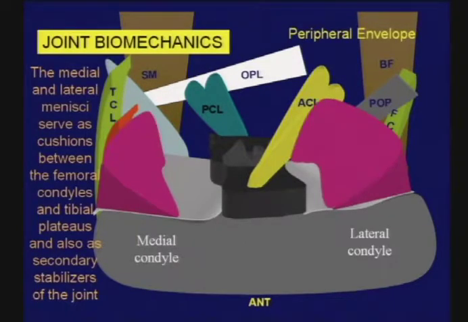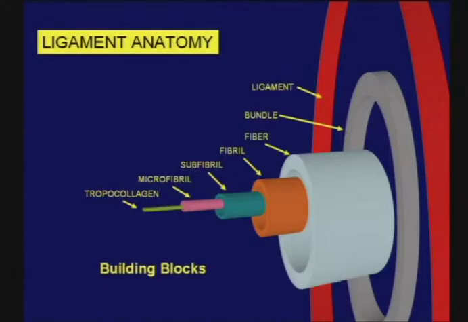The medial and lateral menisci finally are added to our drawing. We've already talked about them. They serve as cushions between the femoral condyles and the tibial plateau. And when something else is injured, they serve as secondary stabilizers of the joint.